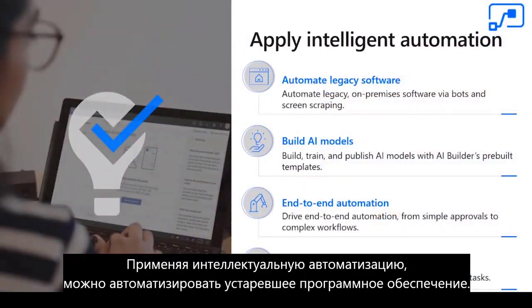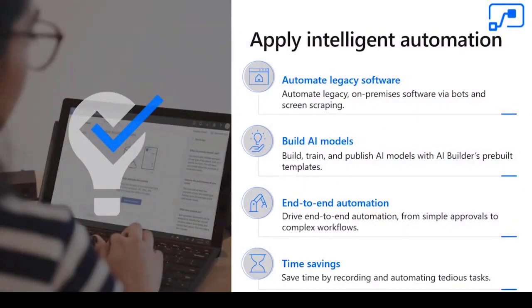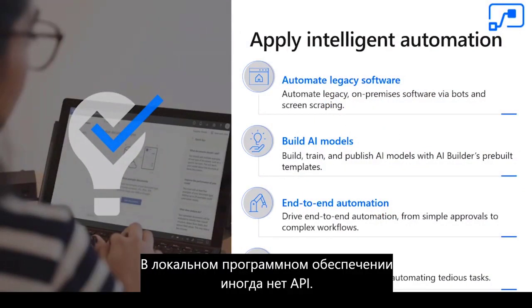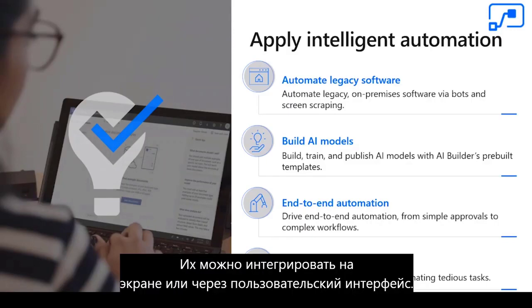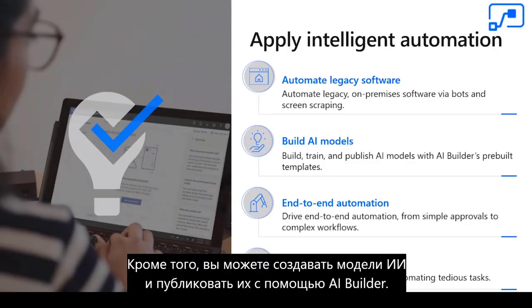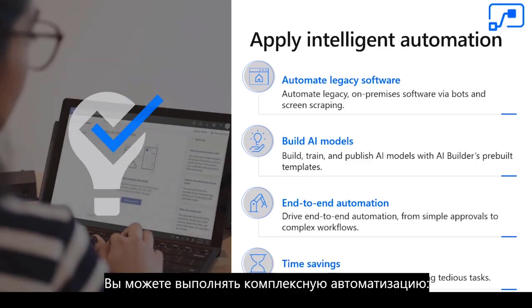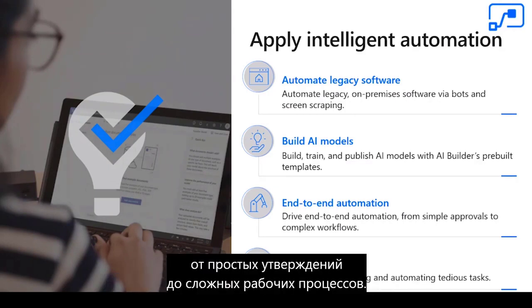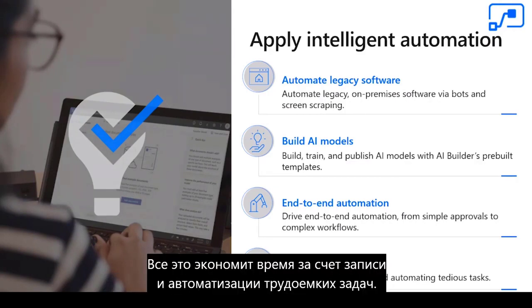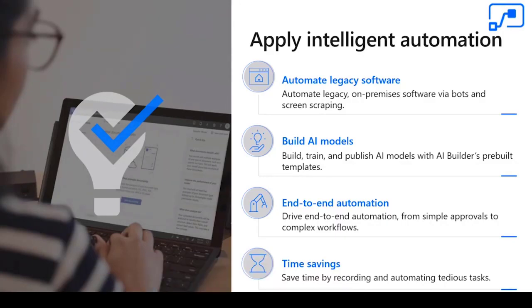By applying intelligent automation, you can automate legacy software. Your on-premises software sometimes does not have APIs. You can integrate it through the screen or through the UI. You can also build AI models and publish them with AI Builder. You can perform end-to-end automation from simple approvals to complex workflows. All of that saves time by recording and automating tedious tasks.